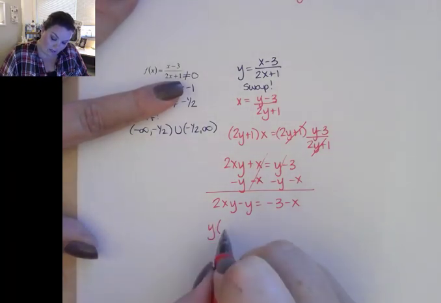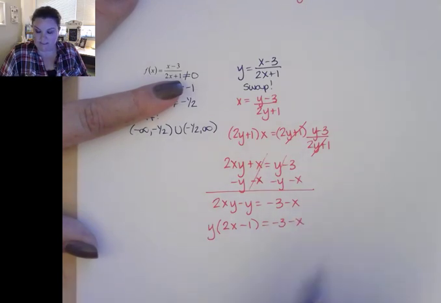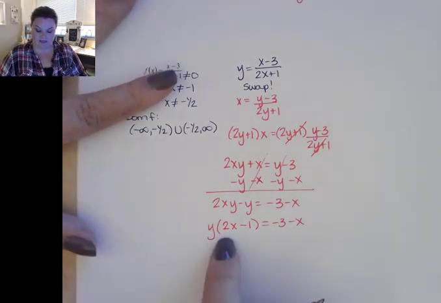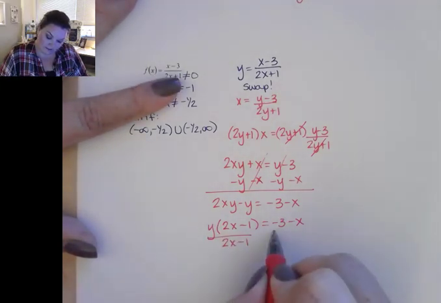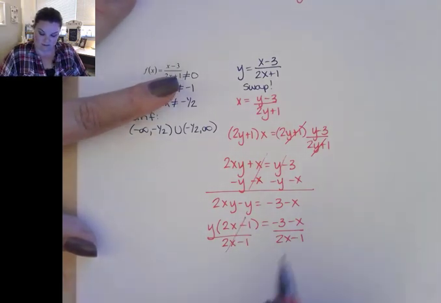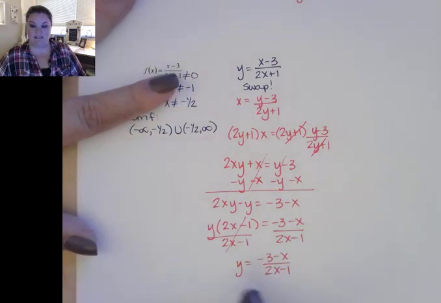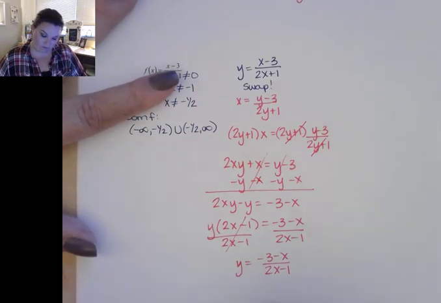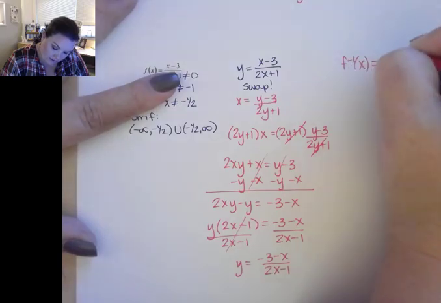So I'm going to take out the y, which leaves me with 2x minus 1 is equal to -3 minus x, and then I just divide off this quantity. So I'm going to divide off my 2x minus 1 so that I get y all by itself. That means y is equal to (-3 minus x) over (2x minus 1). Since it's solved for y, this is my inverse function. So f inverse of x is equal to (-3 minus x) over (2x minus 1).